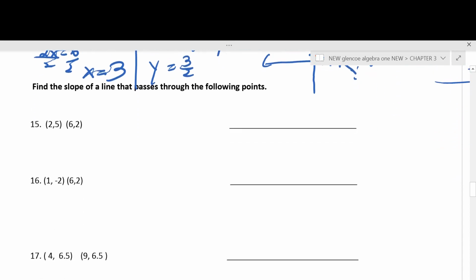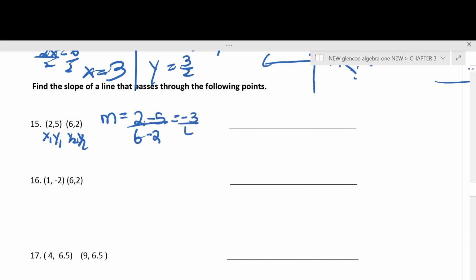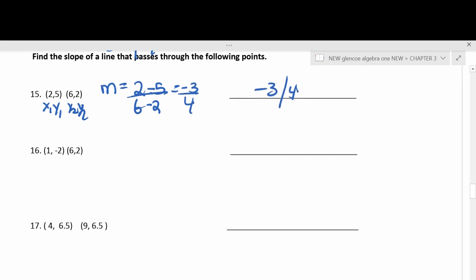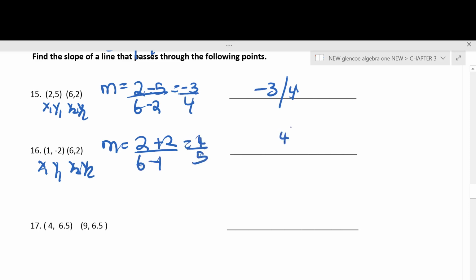Is it a linear equation? Yes, it is. Find the slope of the line through the following points. Again, label your points. 2 minus 5 over 6 minus 2 equals negative 3 over 4. Next: 1, negative 2, and 6, 2, x1, y1, x2, y2. M equals y2 minus y1. 2 minus a negative 2 is 2 plus 2, over 6 minus 1, equals 4 over 5.